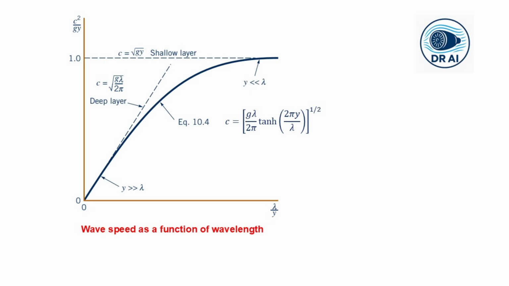Firstly, the deep water or short wave case, in which y is much greater than lambda. This is when the water depth is much greater than the wavelength. Think of the ocean swells in the middle of the ocean. The waves are long, but the ocean is even deeper. In this case, the hyperbolic tangent function approaches 1, and our equation simplifies to c equals square root of g lambda divided by 2 pi. So the wave speed now depends upon the wavelength and not the depth. Longer waves travel faster.